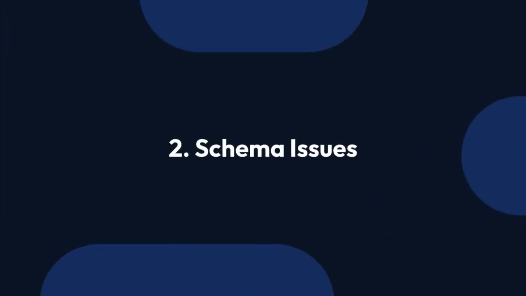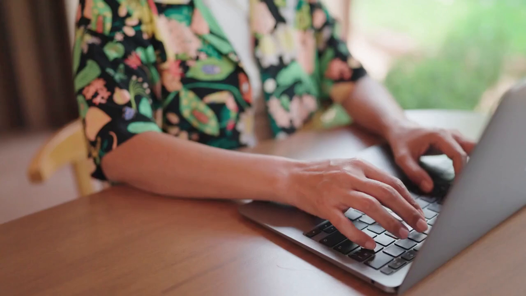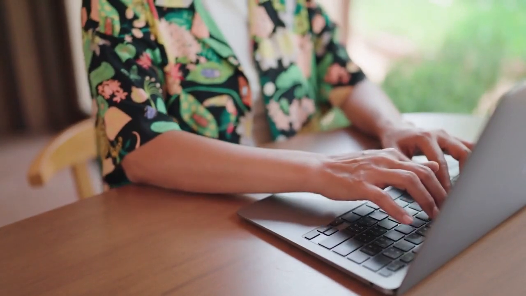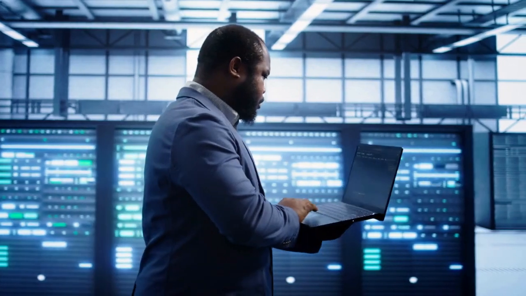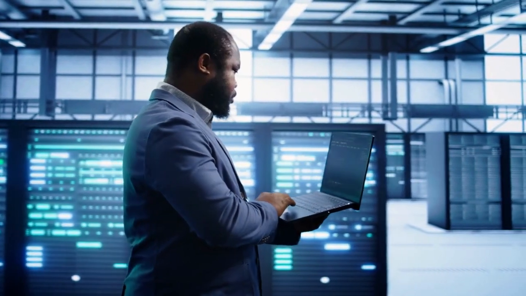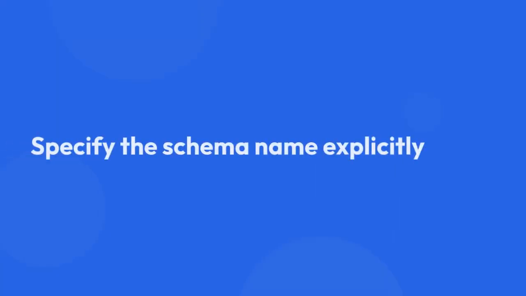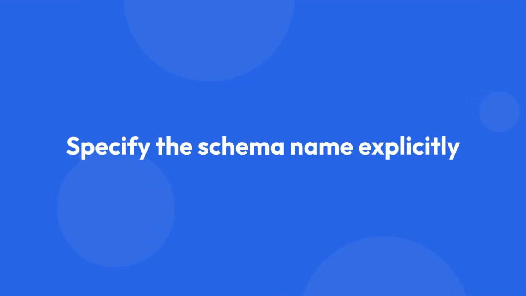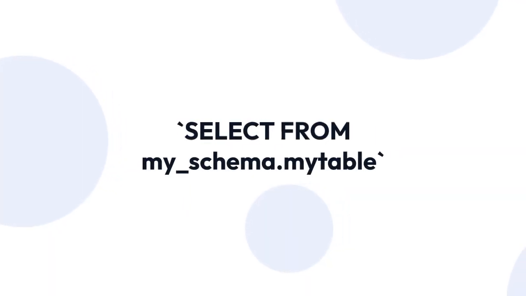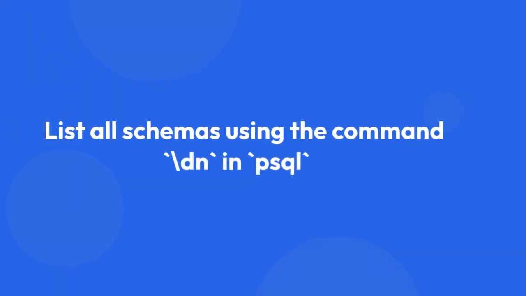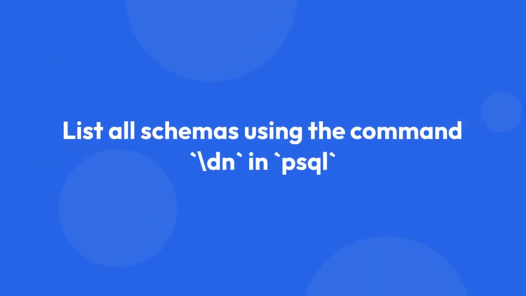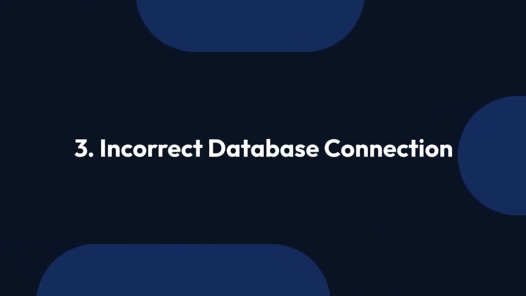2. Schema issues. Your table might exist, but it's in a different schema than the one your function is searching in. By default, functions often operate within the public schema. If your table resides in a different schema, for example, my_schema, you need to specify the schema name explicitly. For example, instead of select from mytable, use select from my_schema.mytable. You can list all schemas using the command \dn in psql and check where your table is located.